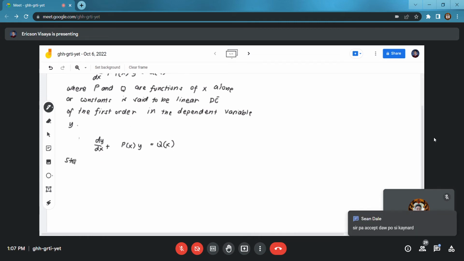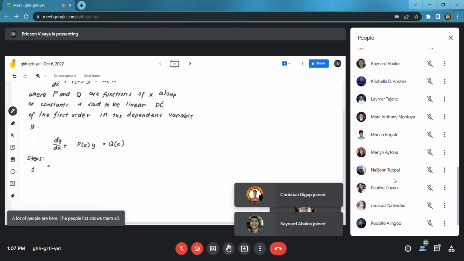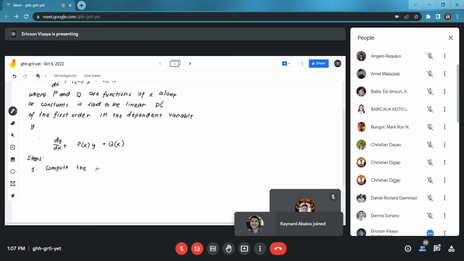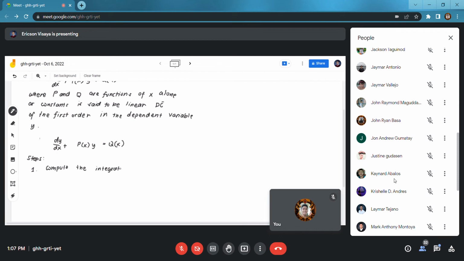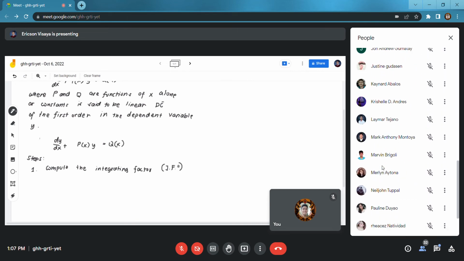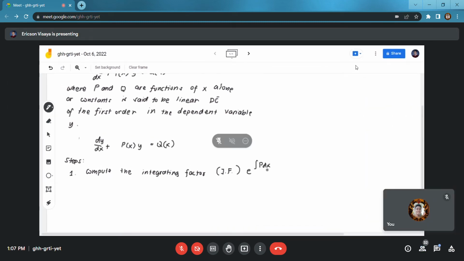So, bali, step 1 natin. Number 1, compute the integrating factor and regard that as IF. IF is equal to e raised to the integral of p dx. Yan, dx. So, bali, note natin.